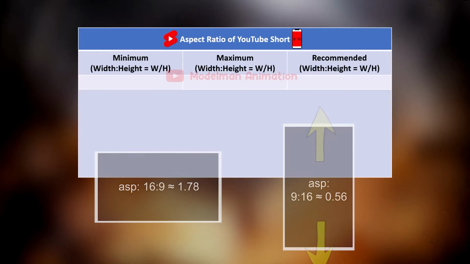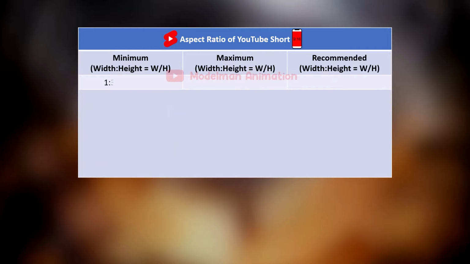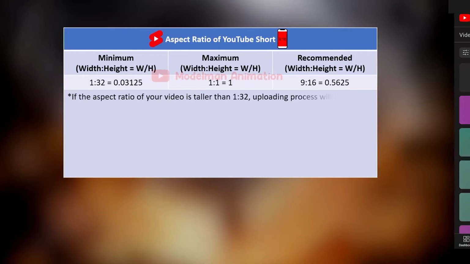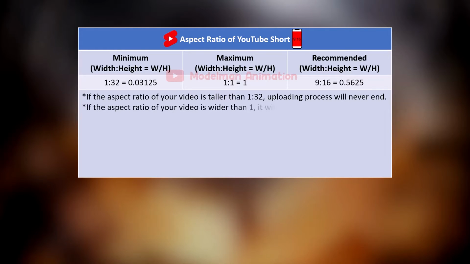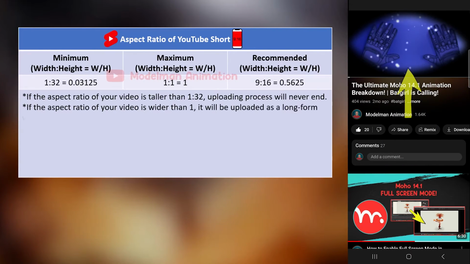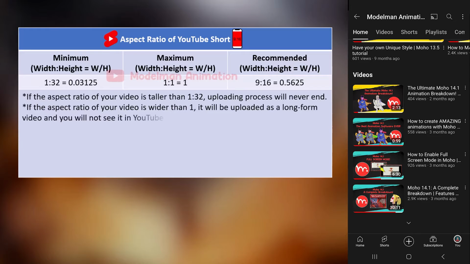For YouTube Shorts, the minimum aspect ratio is 1:32, which is equal to 0.03125, and the maximum aspect ratio is 1:1, which is equal to 1, and the recommended aspect ratio is 9:16, which is equal to 0.5625. Note that if the aspect ratio of your video is taller than 1:32, uploading process will never end. And if the aspect ratio of your video is wider than 1, it'll be uploaded as a long form video and you won't see it in Shorts tab.